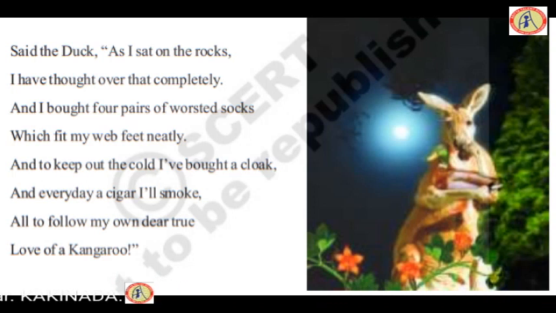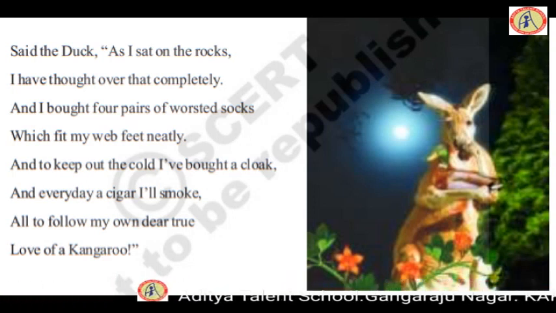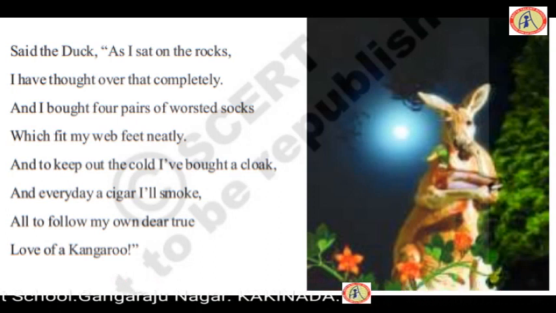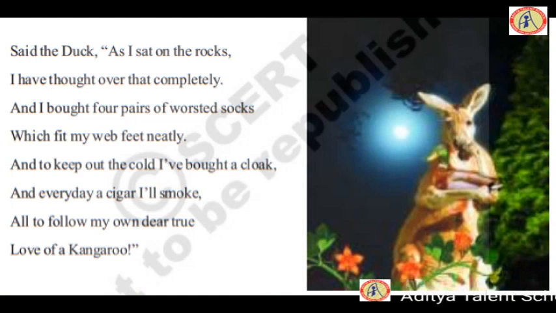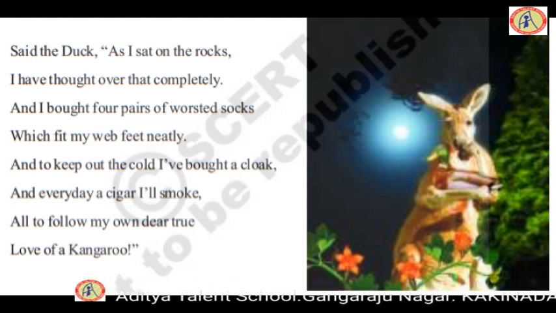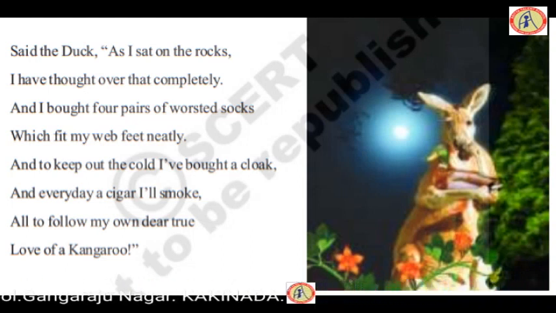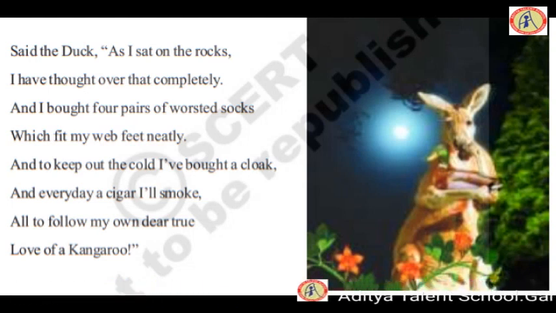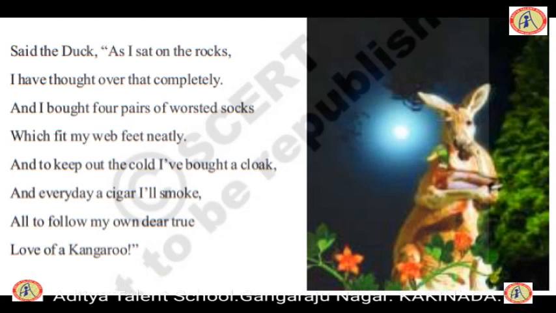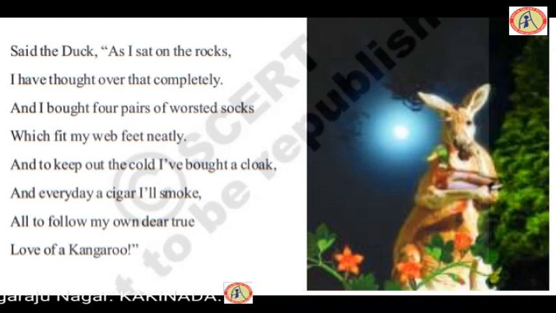And every day a cigar I will smoke, all to follow my own dear true love of a kangaroo. And every day I'll take a cigar. You know the meaning of cigar. A rolled tobacco like a fat cigarette. It's looking like a fat cigarette. I will smoke every day, all to follow my own dear true love of a kangaroo.